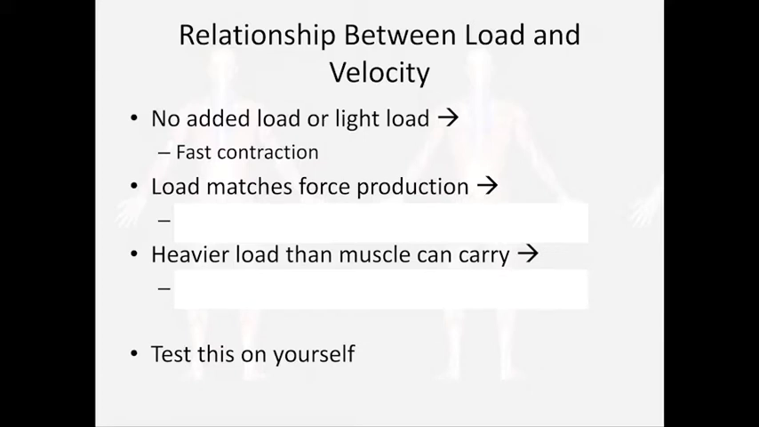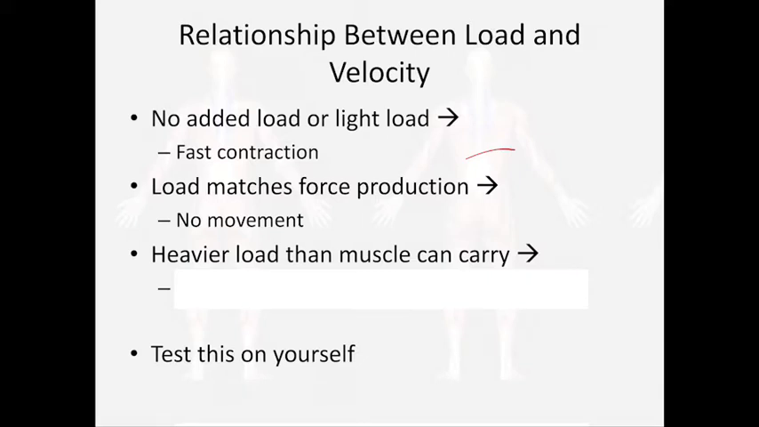The next option would be when the load matches force production. When the load matches force production, that is when there's no movement at all, right? And that no movement at all, you could do this by doing a bicep curl underneath your desk or something like that, to where you just push as hard as you can, but no movement happens. Later we're going to talk about how that's called an isometric contraction with no movement.